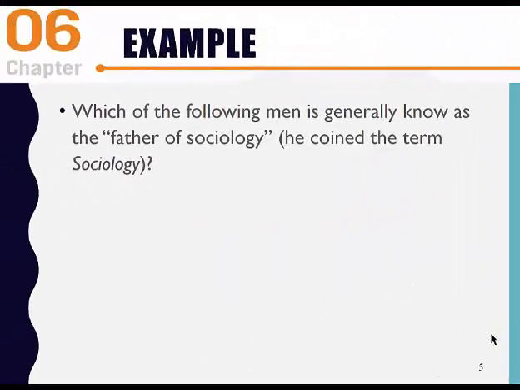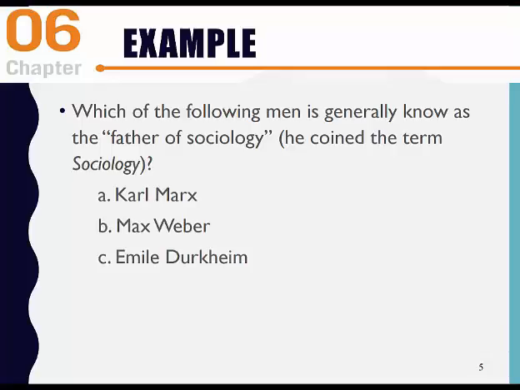Let me show you an example of probability. Let's say I would give you this question that I usually give in Sociology 101. Which of the following men is generally known as the father of sociology? So he's actually the one that coined the term sociology. Let's say I would give you the possible answers: Karl Marx, Max Weber, Emil Durkheim, or Auguste Comte. So let's find out the probability of you getting the question correct.